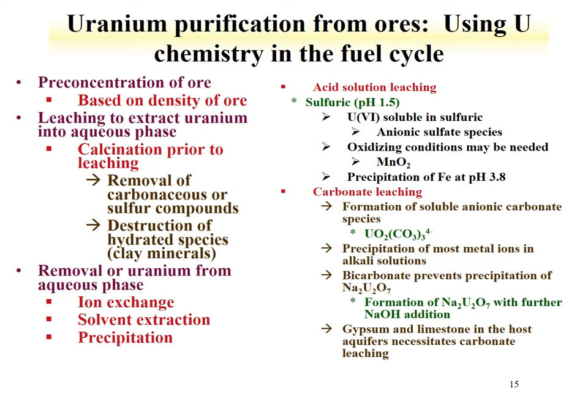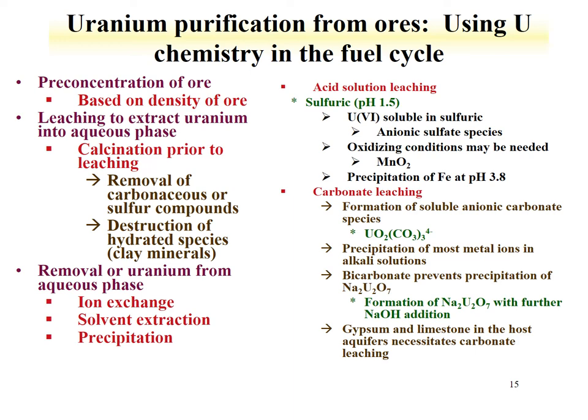There are two main routes of separating the uranium from the ore. One is an acid leach, using sulfuric acid at pH 1.5. You form the uranyl sulfate species. They're anionic in nature and can be separated by anion exchange. Oxidizing may be necessary, so some oxidizing agents are used. And if iron is present in the ore, it can be removed by precipitation close to pH 4.